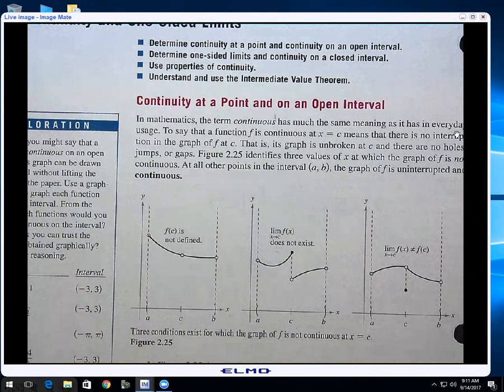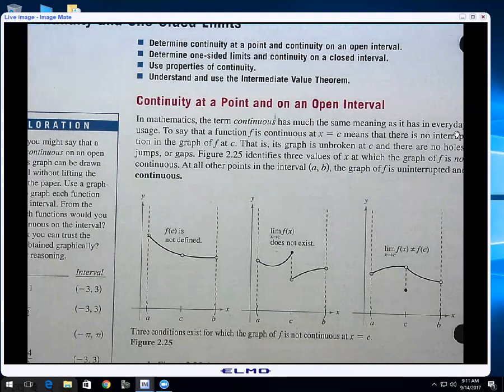Your gut level understanding of continuity is, I can draw this graph without picking up my pencil. But there are functions that may not be continuous over their entire domains, but they're continuous on an open interval. You can at least draw part of the graph without having to pick up your pencil. That's continuity on an open interval.